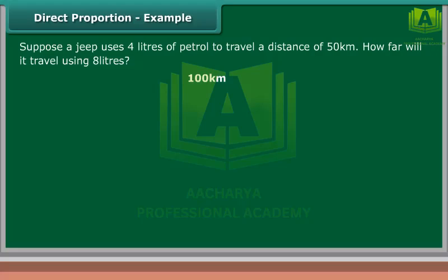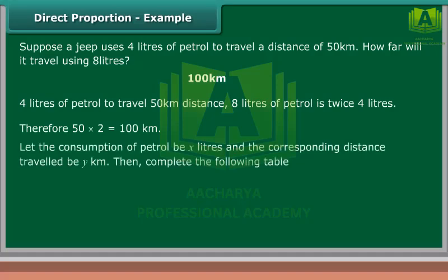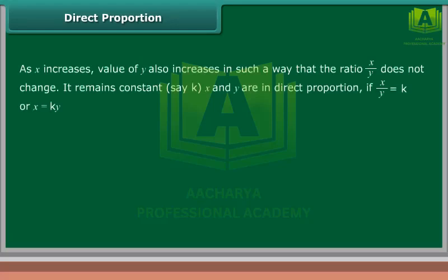Let the consumption of petrol be x liters and the corresponding distance travelled be y kilometers. Then complete the following table. Direct proportion. As x increases, the value of y also increases in such a way that the ratio x upon y does not change. It remains constant.